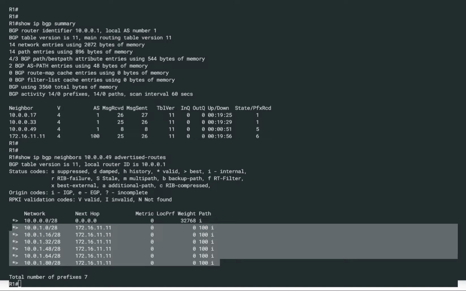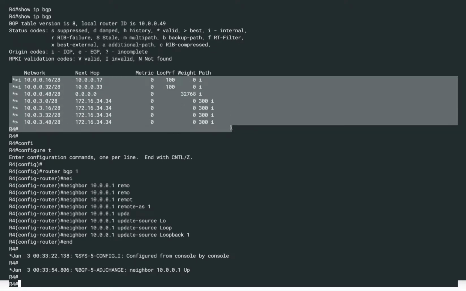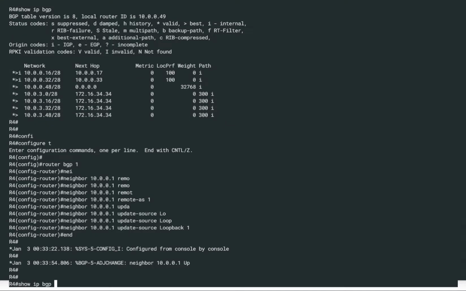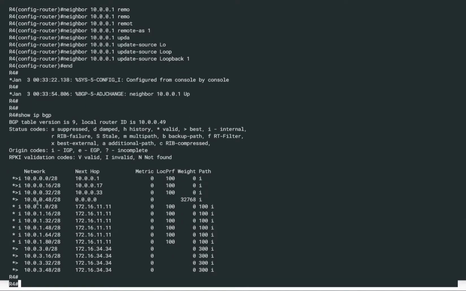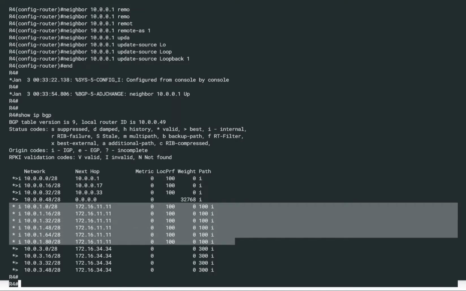Now we can go to router R4 and verify what we see here. The neighbor relationship is up. Previously, before this session, there were no prefixes. Now let's rerun the same command and take a look. Now we can see that router R4 is also receiving these routes from router R1.